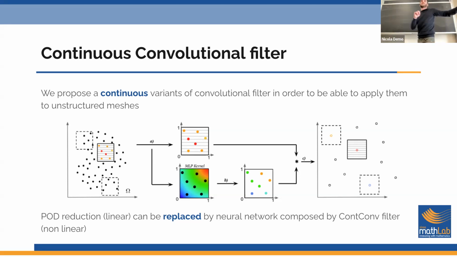So what is the idea? We can basically apply this filter to try to reduce all our snapshots. You don't need anymore to interpolate your snapshot from an unstructured grid to a structured grid, but you can just put this filter instead of the standard convolutional one.